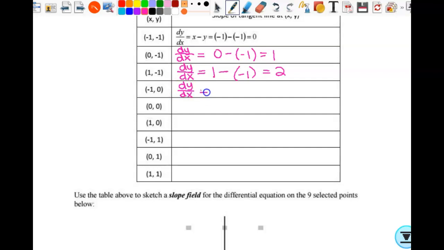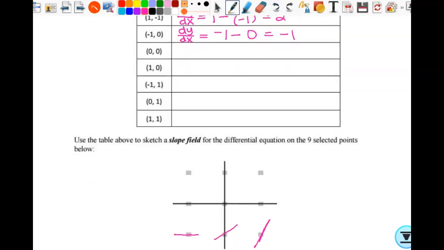Let's keep going. Negative 1, 0. So take the value of x, subtract the value of y. So negative 1. So at the point negative 1, 0, we have a slope of negative 1. So a slope of negative 1 would be a line that passes through these 2 points.